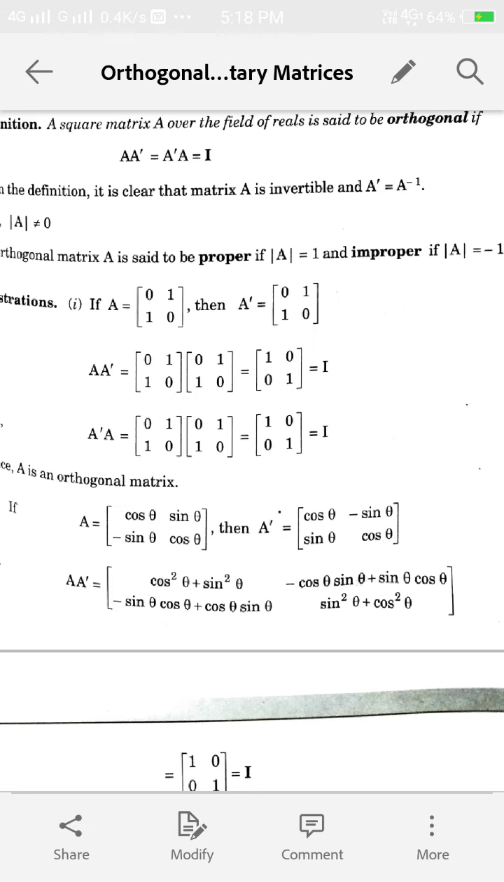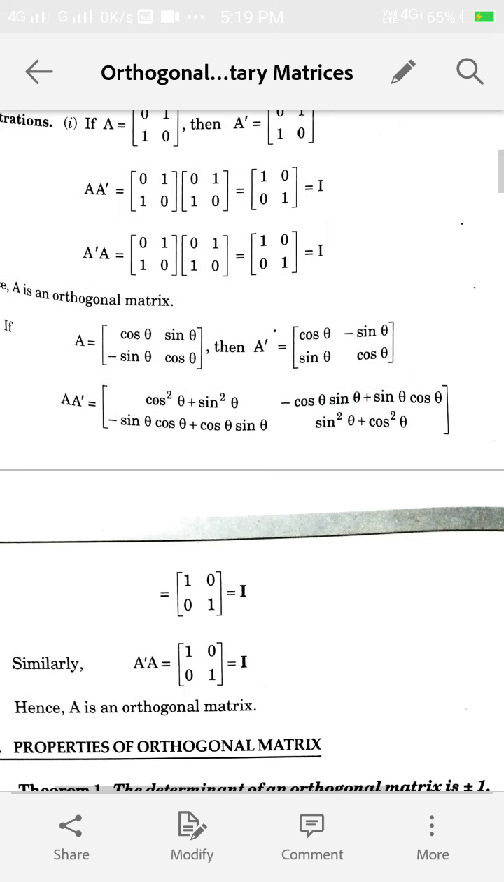First of all, take a square matrix of order 2. Consider the first row elements as 0, 1 and the second row elements as 1, 0. Now first find its transpose. By transpose we mean interchanging the rows and columns. So we get A transpose. Now we multiply A into A transpose, and also find A transpose into A. In both cases, it is the identity matrix. So from here we can say that A is an orthogonal matrix.